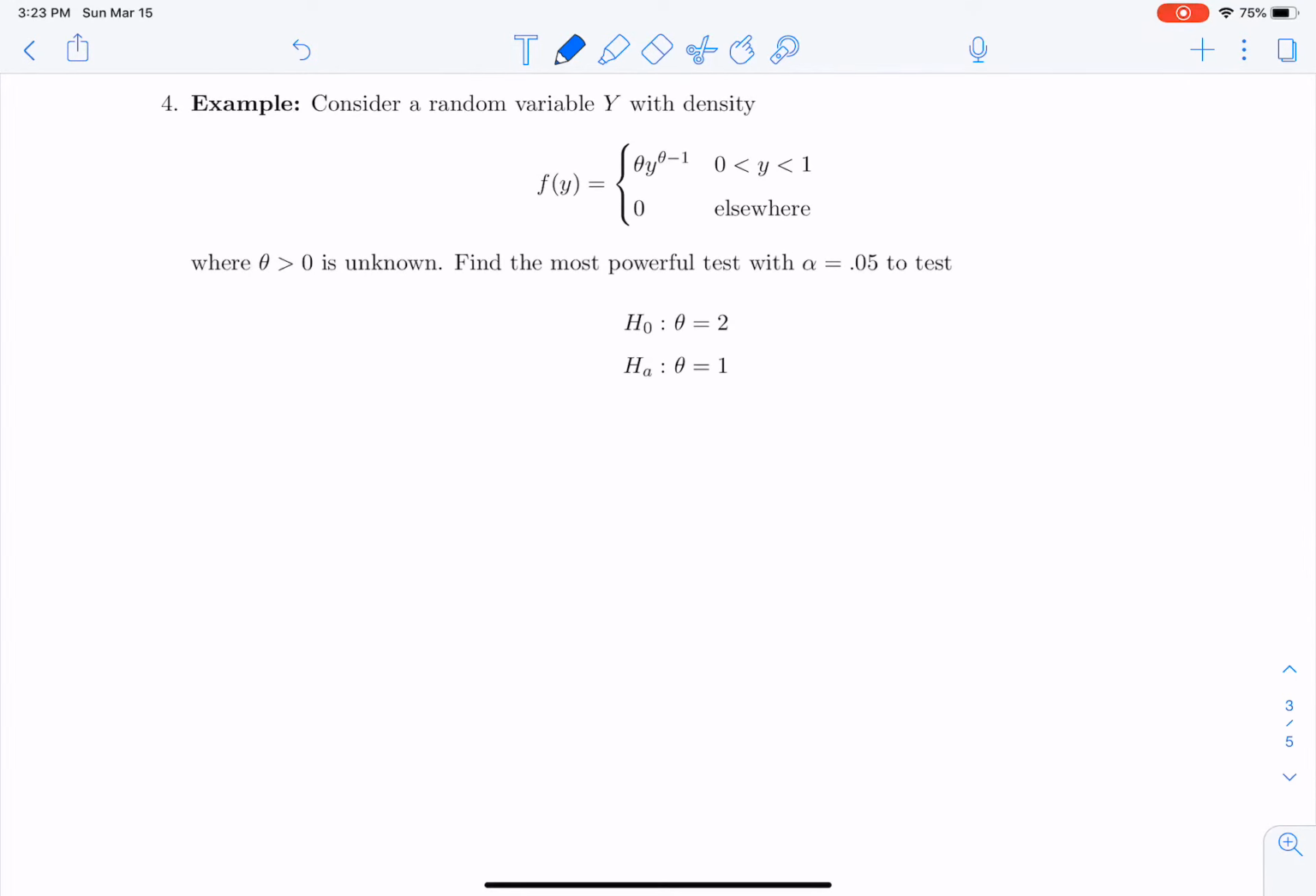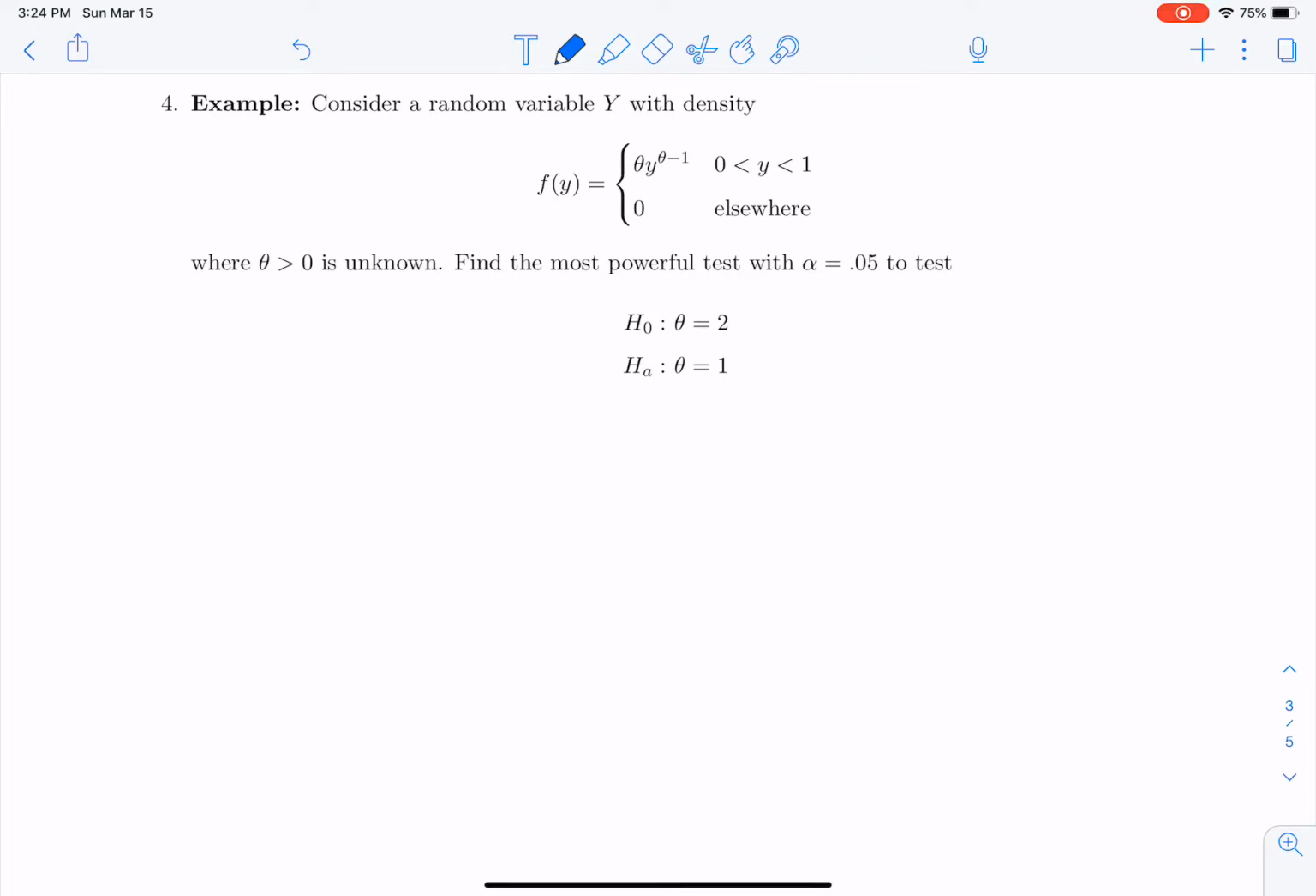Consider a random variable y with density f of y is theta y to the theta minus 1, where y is between 0 and 1, and 0 elsewhere, and theta greater than 0 is unknown. We want to find the most powerful test with alpha equals 0.05 to test our hypothesis H0 is theta equals 2, and our alternative is theta equals 1.